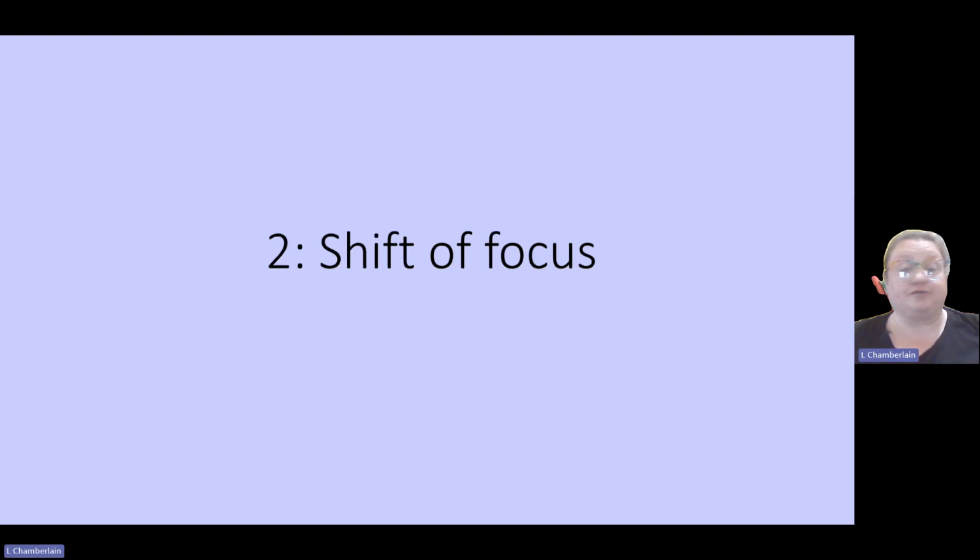Number 2, the shift of focus. Remember, writers are writing to keep us engaged. They're not going to shift from one thing to another without any reason. So ask yourself, what is the purpose of the shift of focus?